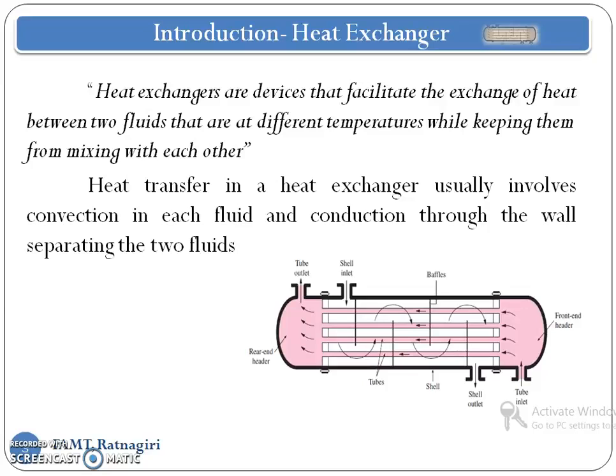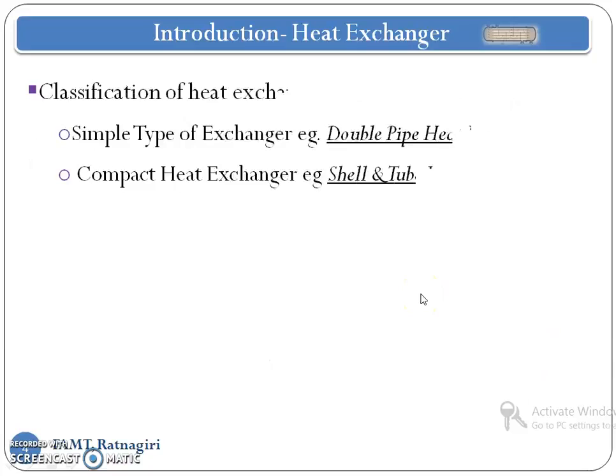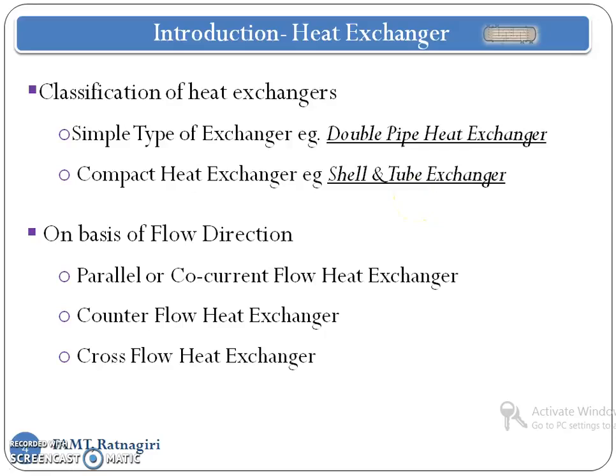That is part of the classification, but considering the overview of the heat exchanger, we can see this diagram. Here is the classification. A simple type of heat exchanger, for example, is the double pipe heat exchanger, where we have a tube inside a tube. Then there are the compact heat exchanger and the shell and tube heat exchanger, which we see in the introduction. On the basis of direction of flow, first is parallel or co-current, in which both fluids flow in the same direction.